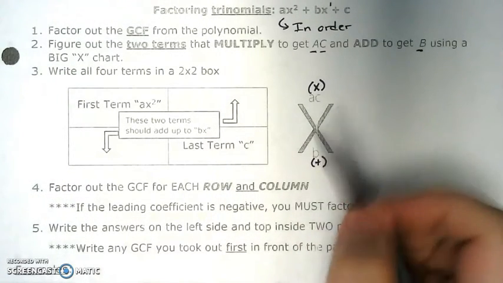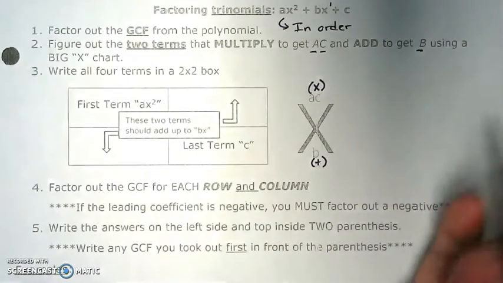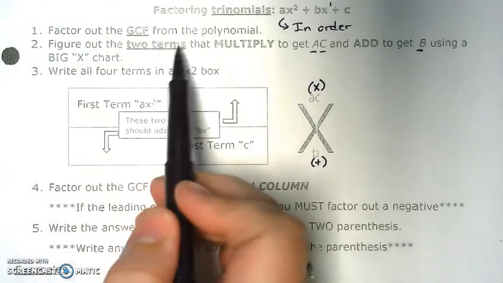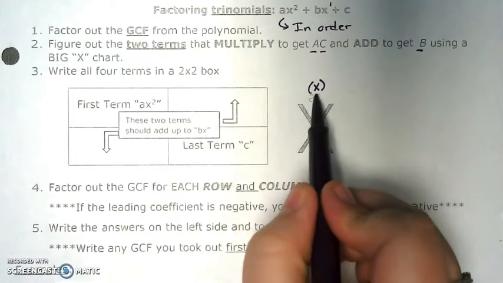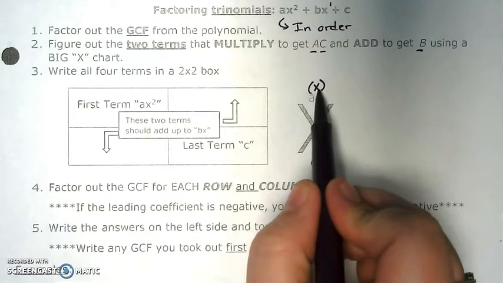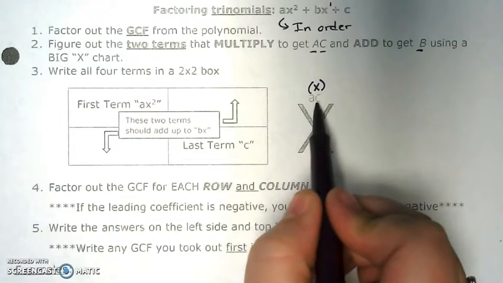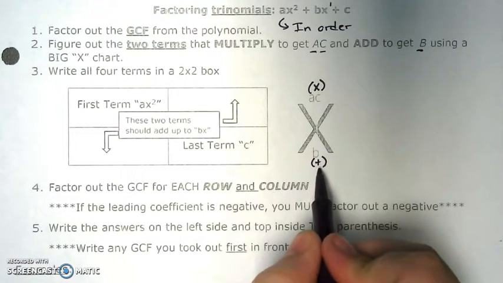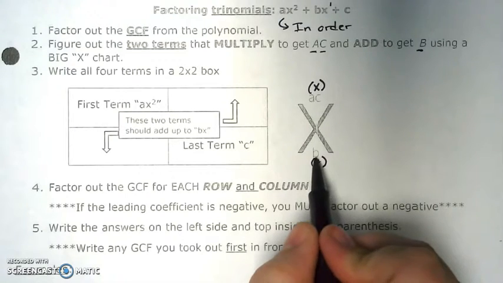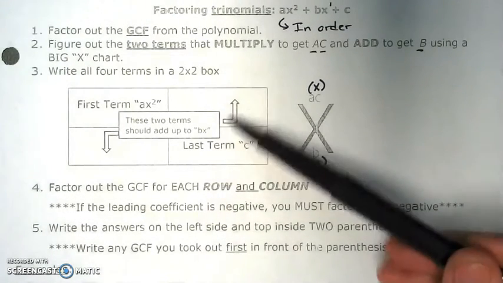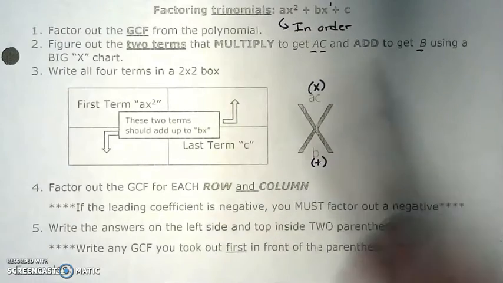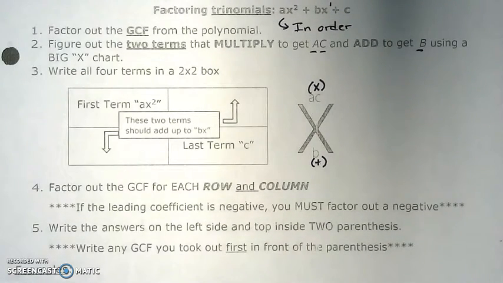So what we're going to do is draw this x, and we have to figure out what two numbers, so we're trying to find two terms, that are going to multiply, that's why there's an x here, to get what we got when we multiplied A and C, and we're going to add those same numbers to get B. Now the rest of these things is pretty much what we did when we factored by grouping, so we'll get to that once we get to an example.